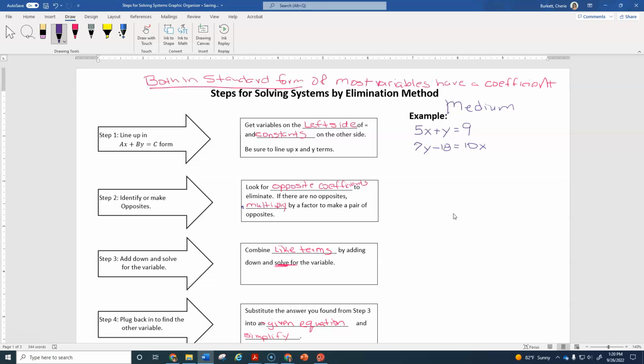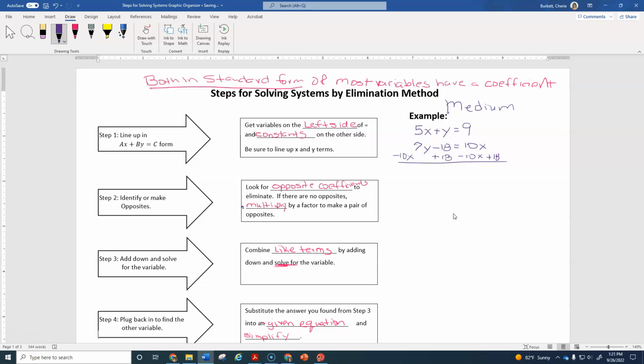The first thing, it doesn't really matter what. Do the opposite here to get this constant. I'm going to add 18 to both sides. That's going to get my constant where it belongs, but at the same time, my 10x is in the wrong place, so I'm going to subtract 10x from both sides. And that way I can take care of two problems at once.